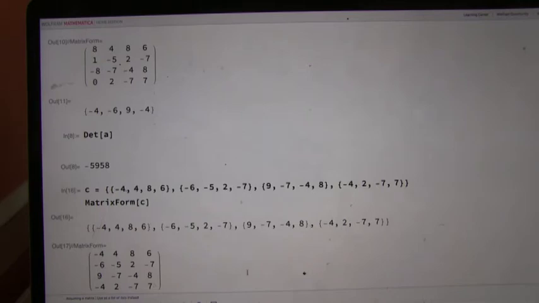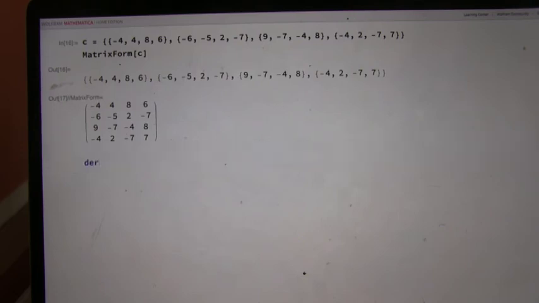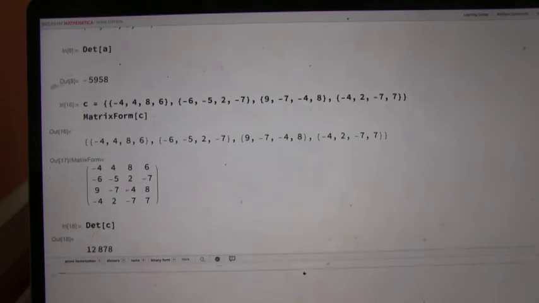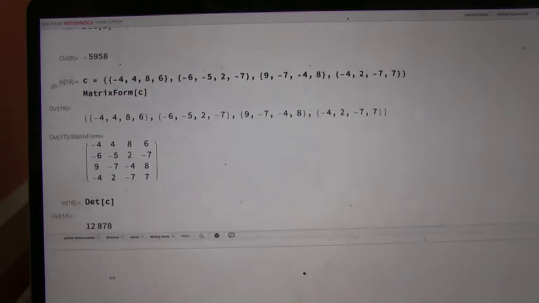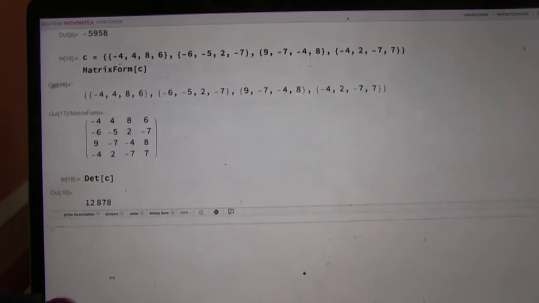So then we need to do determinant. Here, scroll. Okay, so determinant, capital D, determinant C: 12,878, and then we can divide that by -5,958. Oops, what did I do? So the percent divided by -5,958. Is that what it was? Yeah.